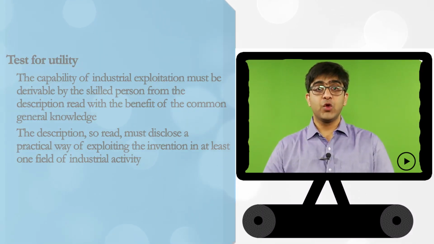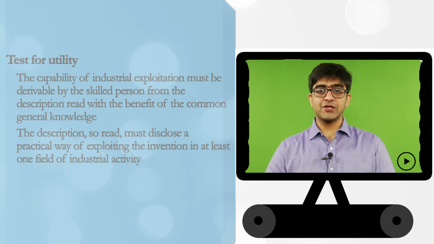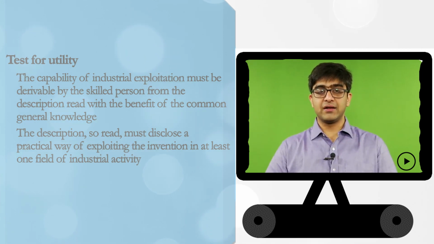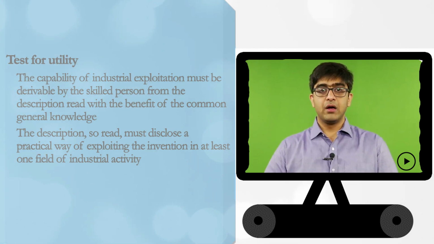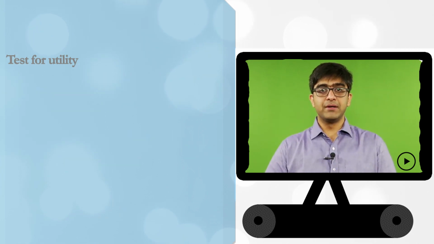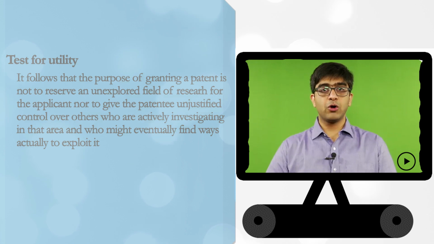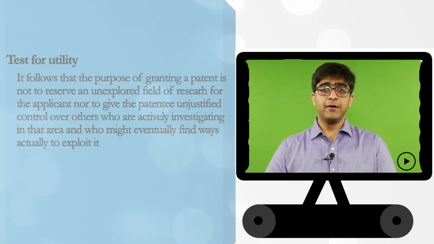At the same time, the requirement of utility will not be satisfied if what is described in the patent application is merely an interesting research result, but does not identify a particular industrial application. A speculative indication of possible objectives is not sufficient for satisfying this requirement. You must remember that the purpose of granting a patent is not to reserve an unexplored field of research for the applicant, and is not to give the patentee an unjustified control over others who are actively investigating that area and might eventually find ways actually to exploit it.